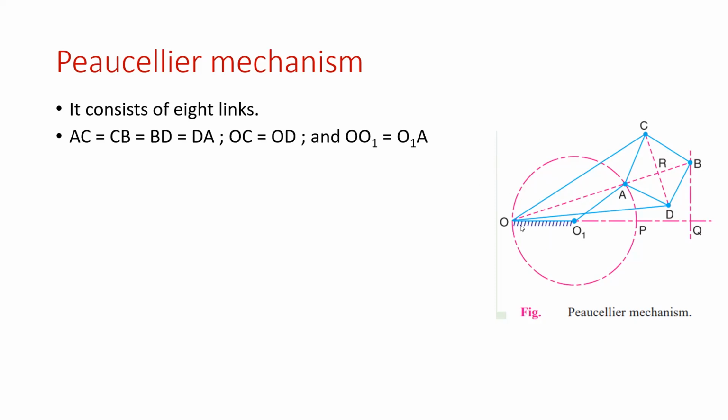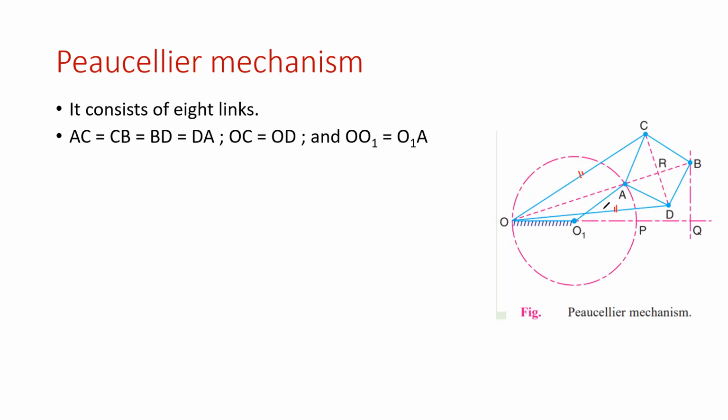Now here certain geometrical relations are followed. For example, these 4 links AC, CB, BD, and AD are all equal in length. Then links OC and OD are equal in length. Then this fixed link O1O is equal to the rotating link O1A.